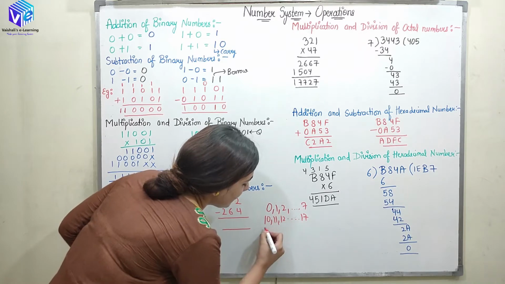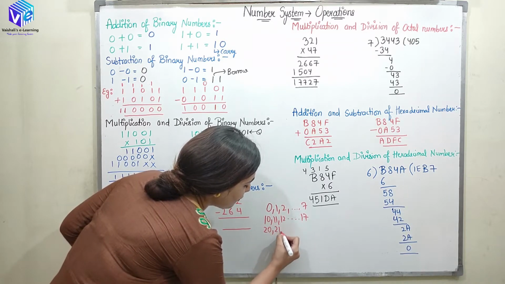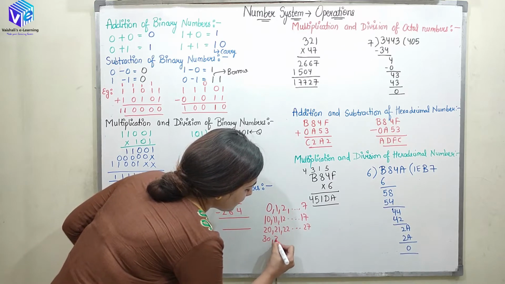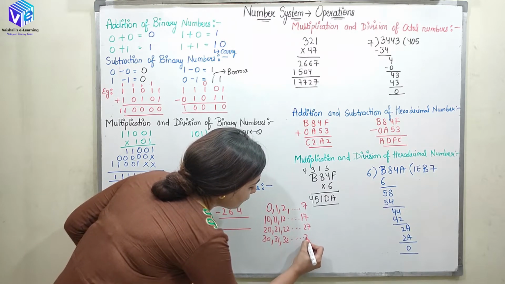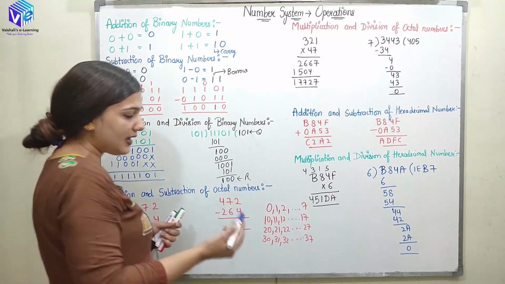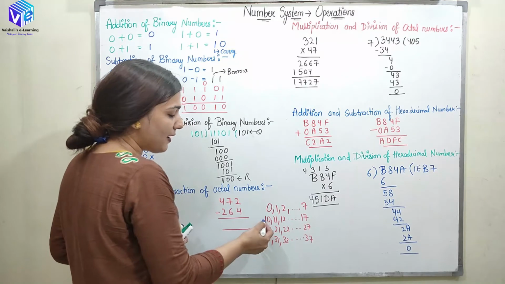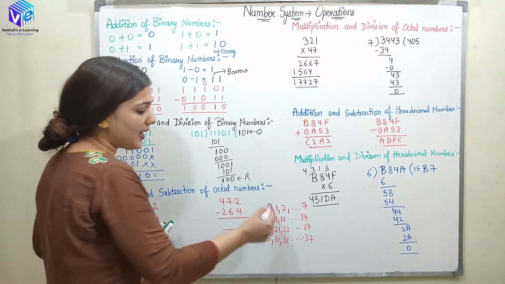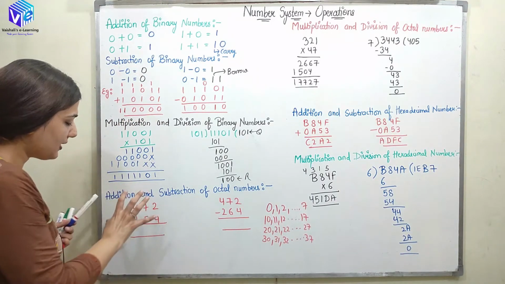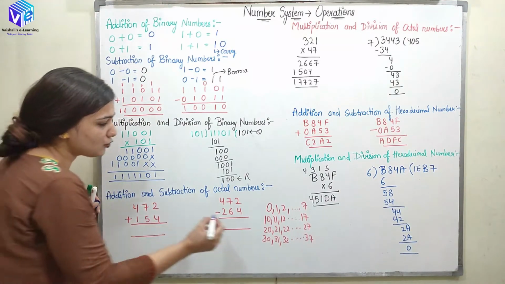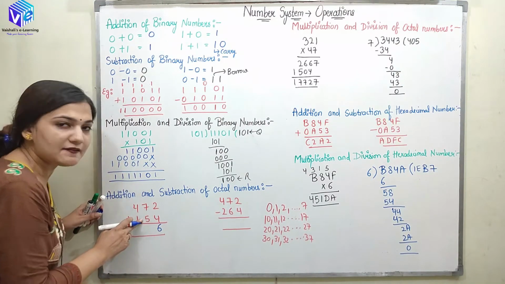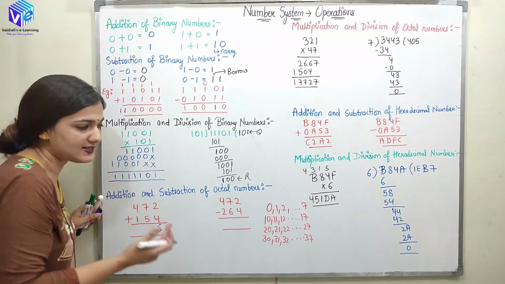After that we have 20, 21, 22, up to 27. After that we have 30, 31, 32, up to 37, right? So now if I have the decimal equivalent, 8 is represented by 10 in the octal number system, 9 is represented by 11 in the octal number system, right? So let's observe this. We have 4 plus 2, 6 is represented by 6 as it is. We have 7 plus 5, 7 plus 5 is 12 in the decimal number system.